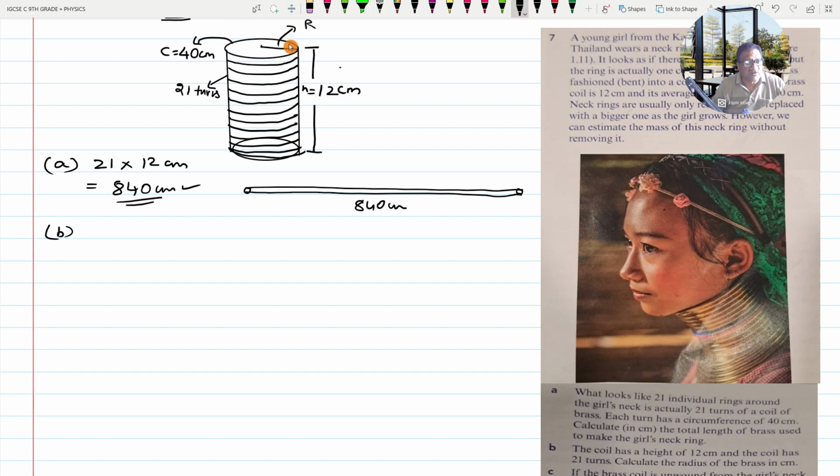That's the radius of the ornament. Okay. No, they are not asking you for the radius of the ornament. They are asking you for the radius of the wire. Okay. So how can you find the radius of the wire?